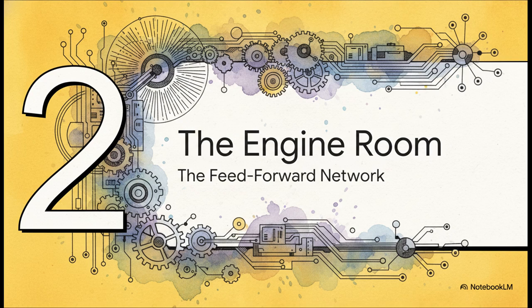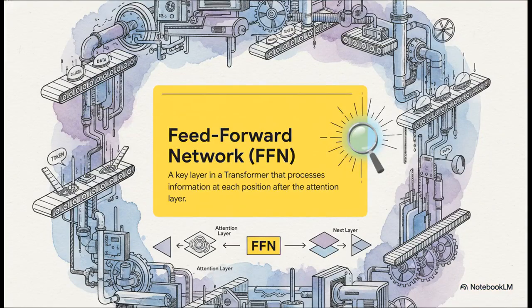You know the famous attention mechanism, right? The part that figures out which words are important to other words? Well, after attention does its thing, all that information gets sent to this engine room for some heavy-duty processing. Okay, so the technical name for this engine room is the Feed Forward Network, or FFN. Just think of it like this. For every single word in your sentence, the FFN takes what the attention layer learned and just thinks about it a little harder. It processes it, getting it ready for the next stage.